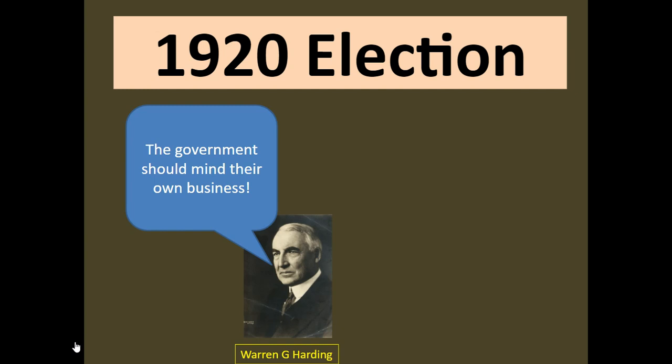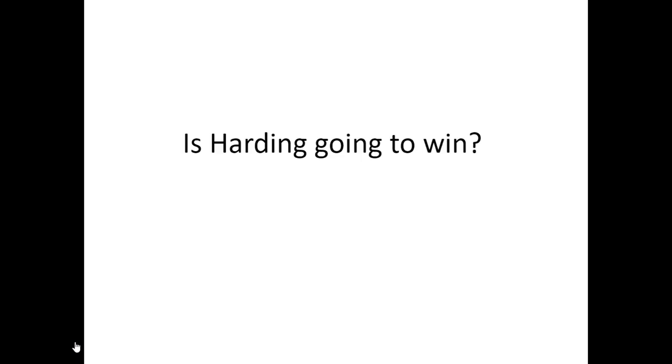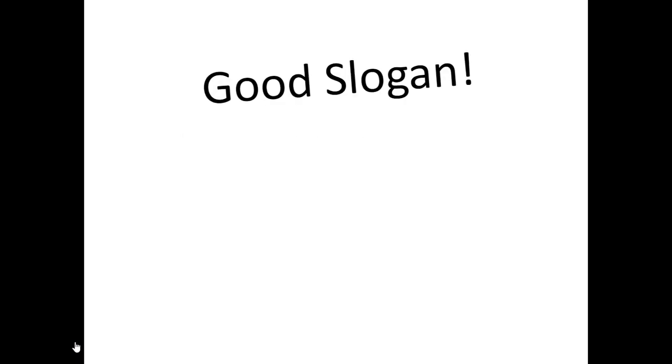So in the 1920 election, Harding was, hey, let's bring laissez-faire back. The government should mind its own business. Cox basically said, no, the government needs to protect the people from themselves. We need laws protecting the meek, the susceptible, the weak from being exploited by the rich and powerful. Now, is Harding going to win that argument?